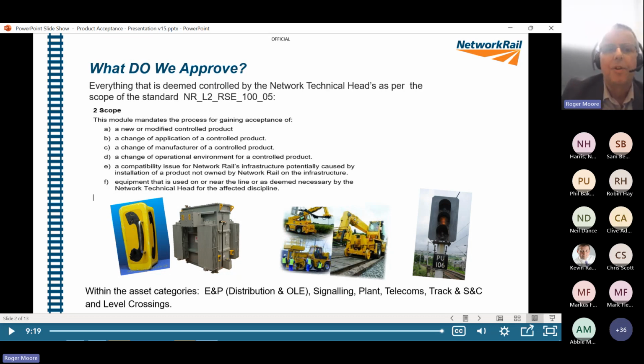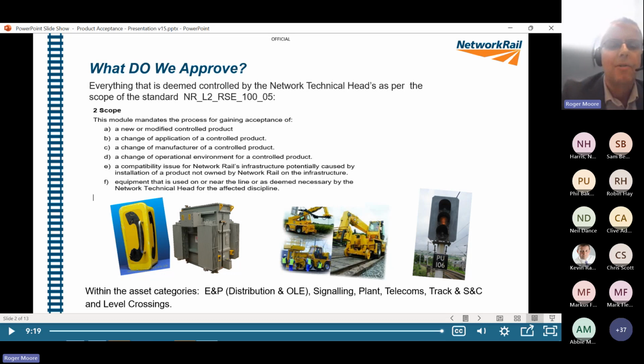So if you have a product that's already approved and you need to use it in a different way, or in a different geographic location, or say it's approved for use in OLE areas and you wish to use it in third or fourth rail areas, that's deemed as a change. So there's all manner of changes that require an application to come in so that we can assess the change and determine if any additional risks are associated with it and whether any new technical requirements need to be met.